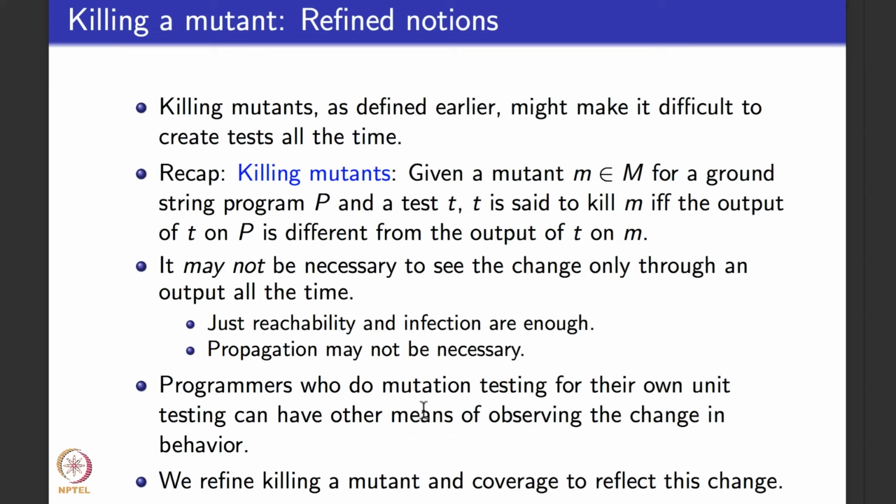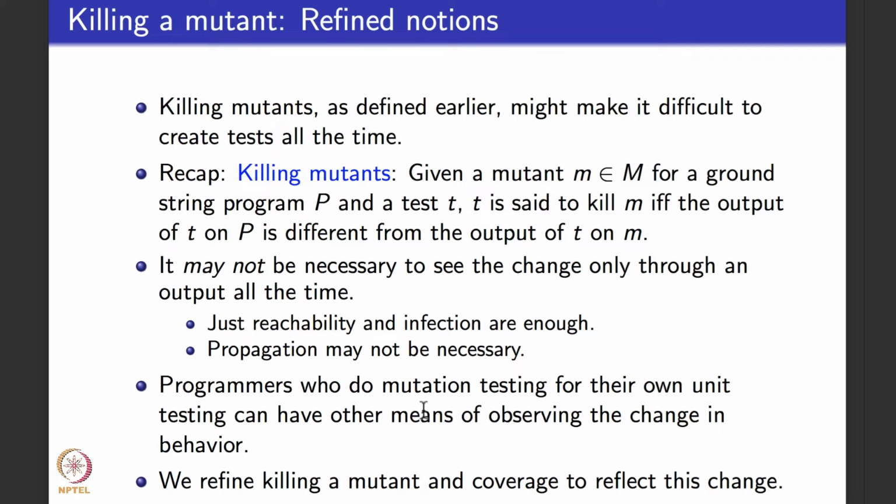So we saw the notion of killing a mutant. What does it mean? Given a program and a test case, I apply mutation to the program and get a mutated program. If the behavior of the original program on the test case is different from the behavior of the mutated program on the test case, then you say that the mutant is killed. It may not be necessary to see the change only by observing the output all the time. If you remember, we saw the reachability, infection, propagation and reveal model, the RIPR model, in the first week of this course. All that I want to know is that the program behavior of the ground string is different from the program behavior of the mutated program. I need not wait for the program to reflect that change all the way down to the output.